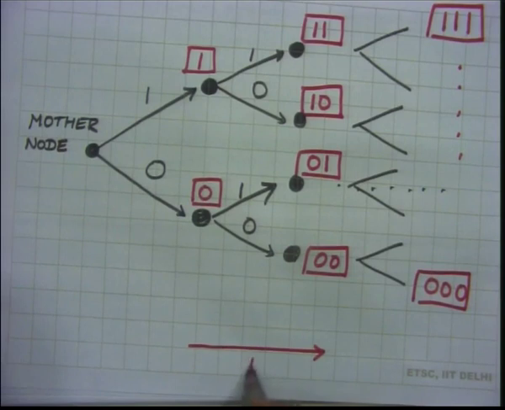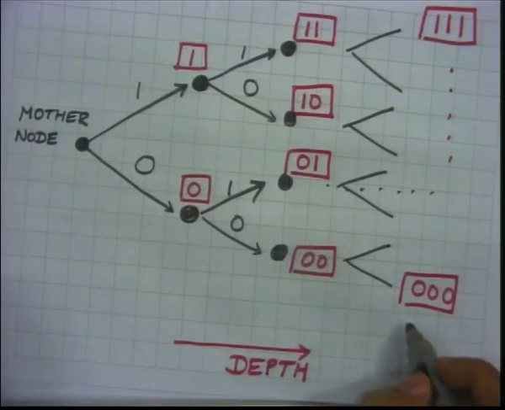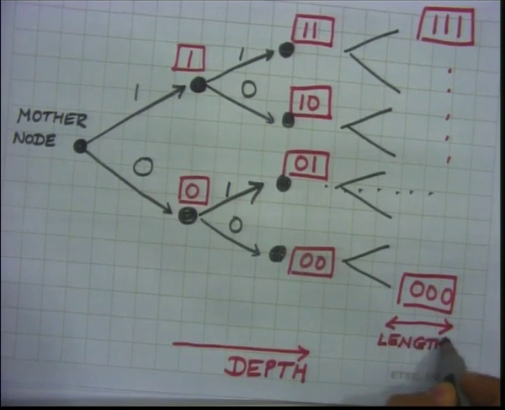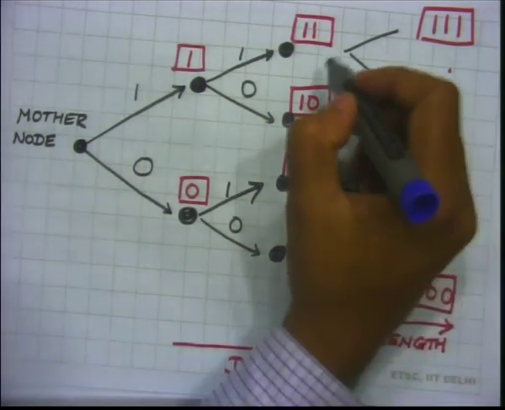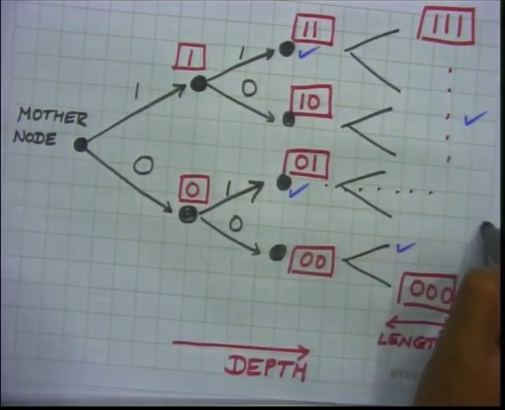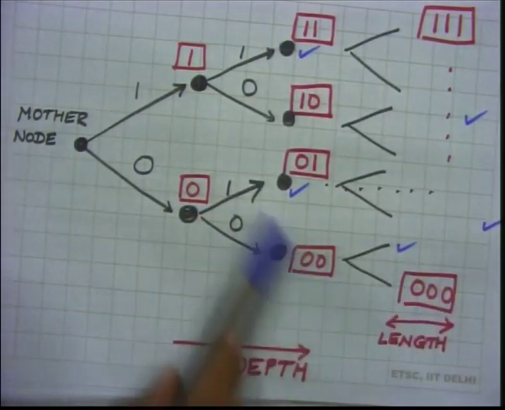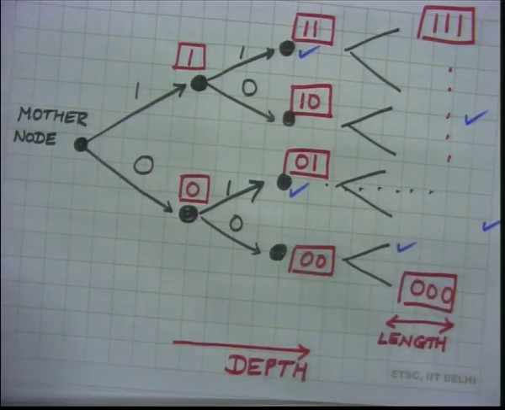As we go down the depth of the tree, the length of the code word increases. So, this is the possible length. So, we are dealing with a variable length code. So, our problem of finding code words tantamounts to choosing some of the nodes within this tree, because each node is associated with a bit pattern which forms our code word.